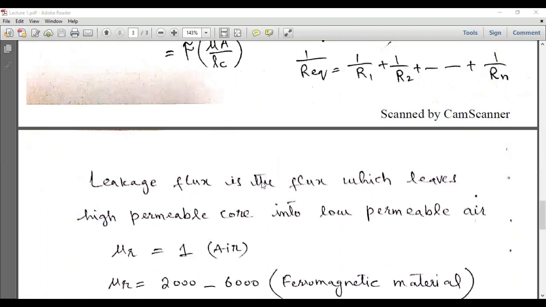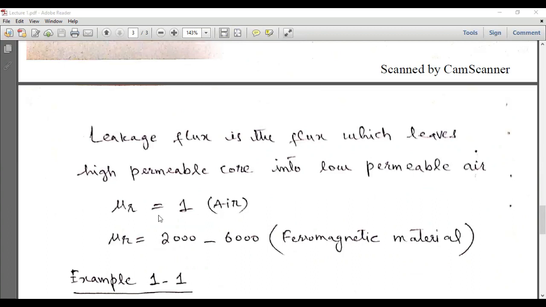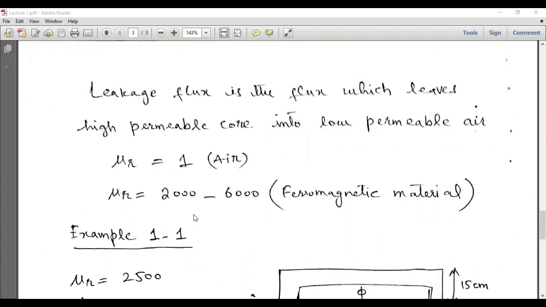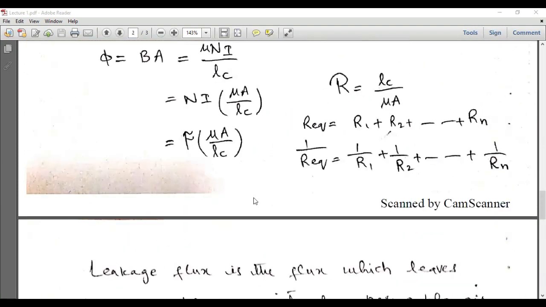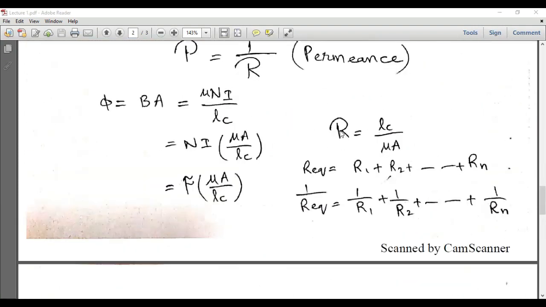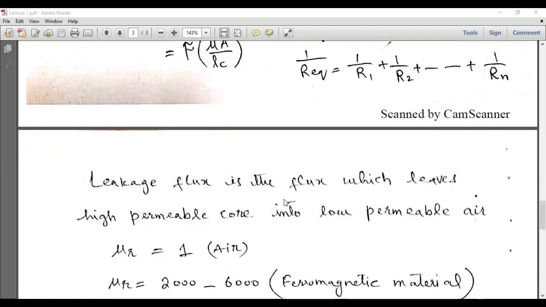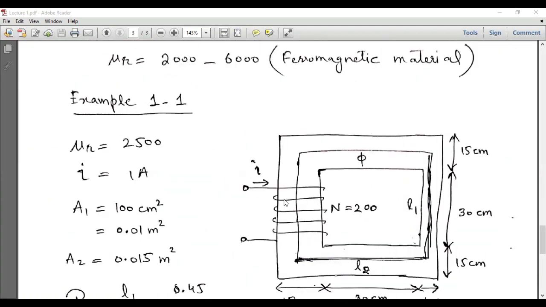Another term associated with magnetic circuits is the leakage flux, which is the flux leaving the highly permeable core into low permeable air. The relative permeability of air is equal to 1, and the relative permeability of ferromagnetic materials varies from 2000 to 6000. So the greater the relative permeability, the smaller the reluctance. And when the reluctance is small, the flux will be maximum. So that was all about the introduction of the quantities involved in solving magnetic circuits.